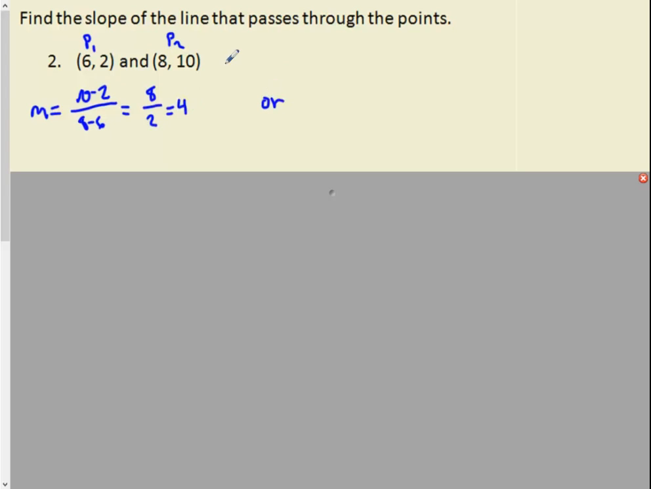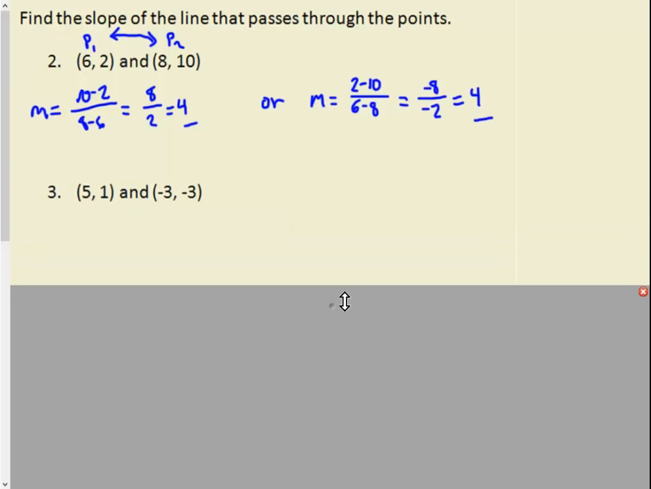Now what if we had switched these around? Let's switch P1 and P2. Then we would have 2 minus 10 in the numerator and 6 minus 8 in the denominator. And we would end up with negative 8 over negative 2, which is still a positive 4. So it doesn't matter which one you call point 1 or point 2.